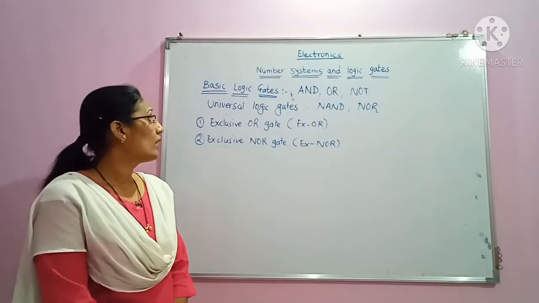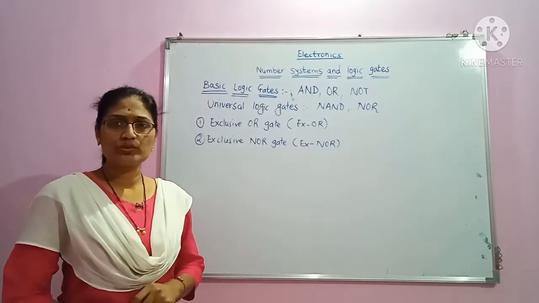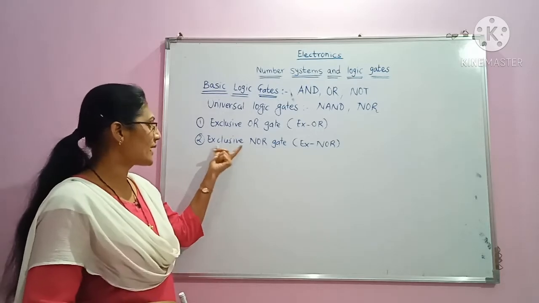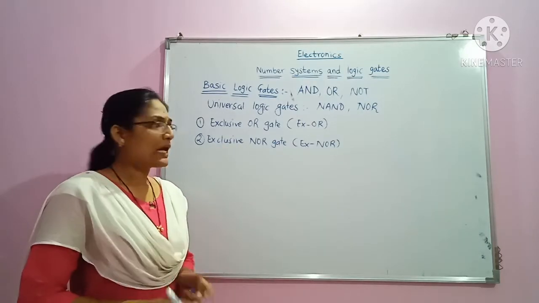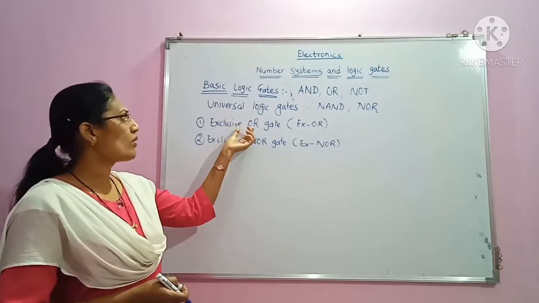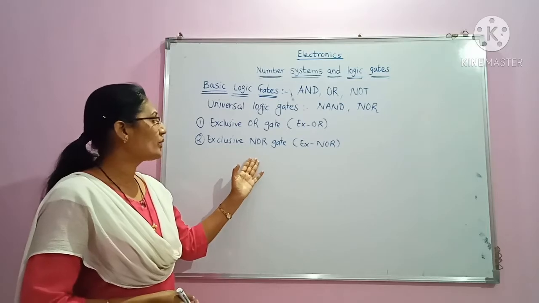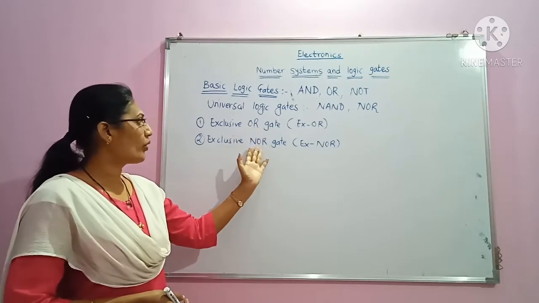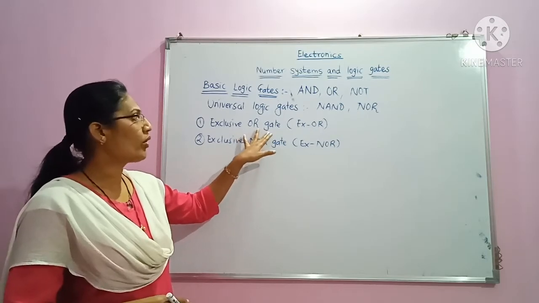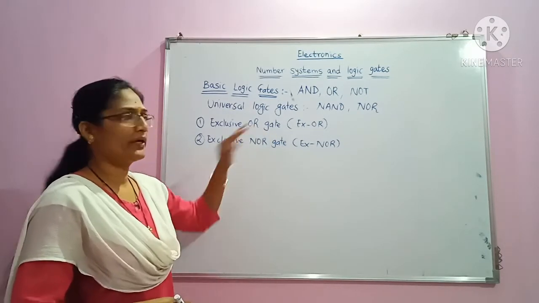Students, now we have covered the point related to exclusive OR gate and now we are going to see what is exclusive NOR gate. Exclusive NOR gate is the inverse of exclusive OR gate. Means the output that we are going to get for NOR gate will be opposite to that of OR gate. So it is the inverse of OR gate.